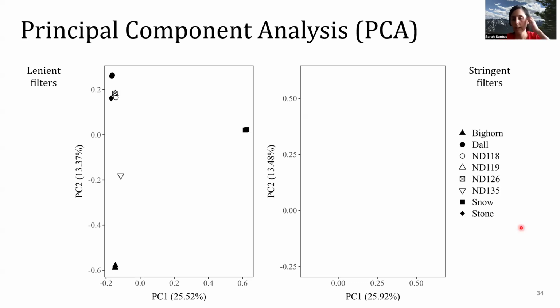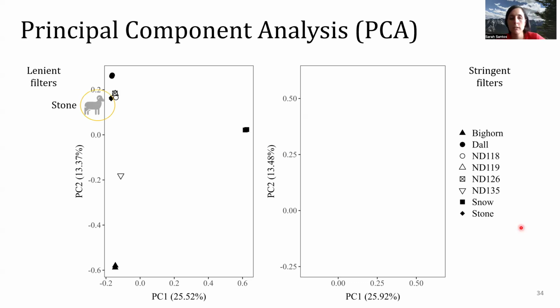And then we also had a stringent filter, or filters, that included a bunch of steps that would allow us to really have a true signal for the ancient DNA. And I have 2 of those plots here. And then for the rest of the analyses, we used stringent filters.